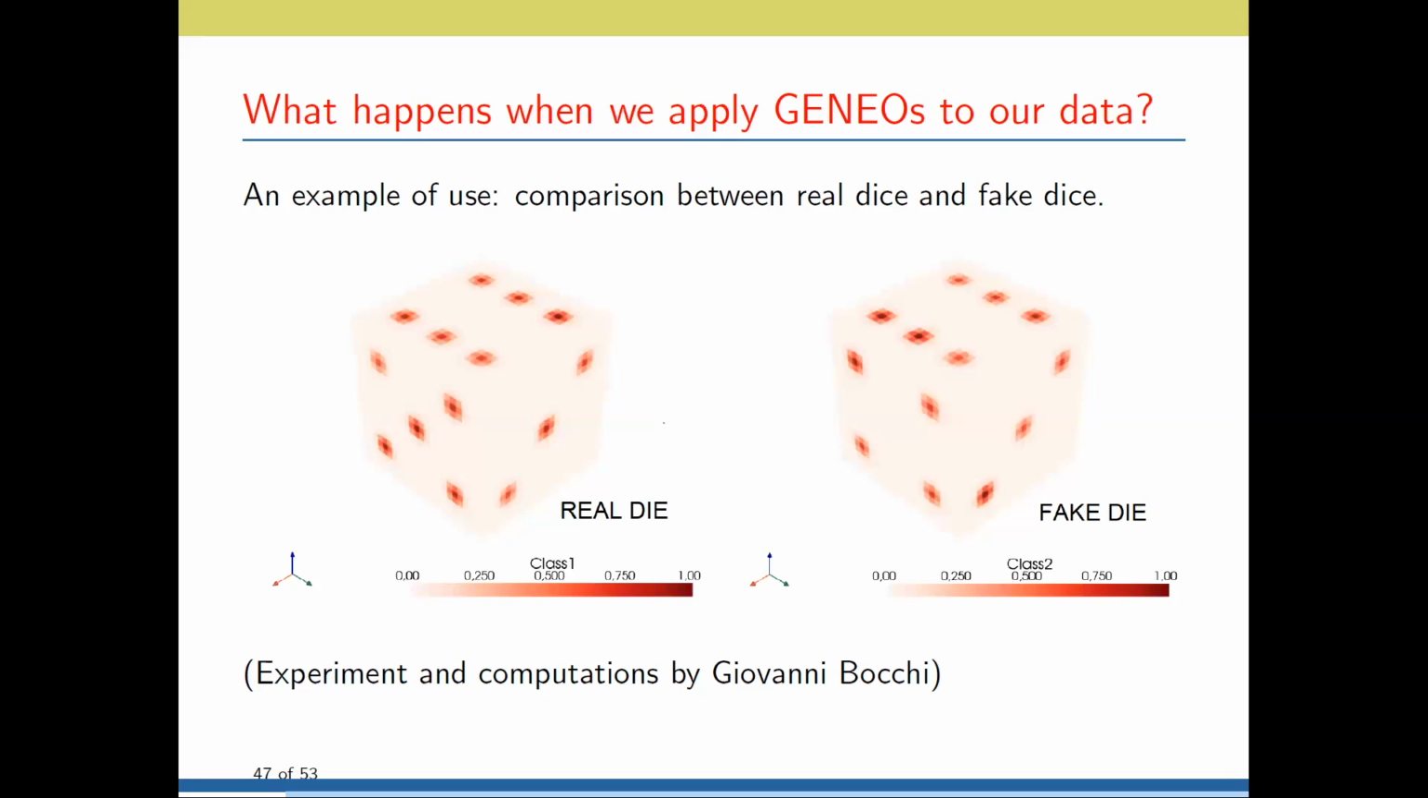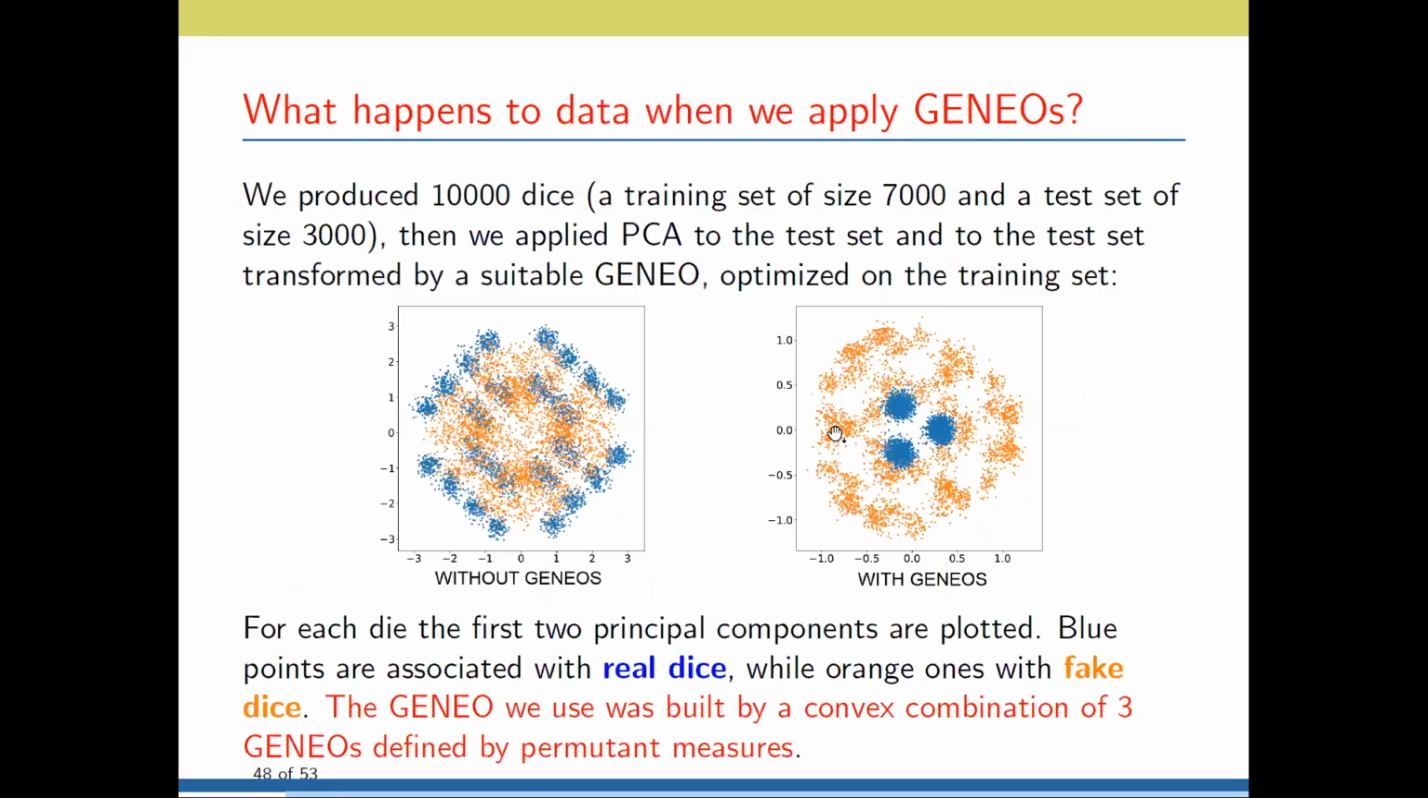We have a face that is a colored image, okay? So we have a function that describes the coloring of the faces of one cube, and we produced functions representing real dice and fake dice. And what happens? After producing 10,000 dice, a training set of size 7,000 and the test set of size 3,000, we applied PCA in order to reduce each function, each coloring representing a die, to just 2 numbers.